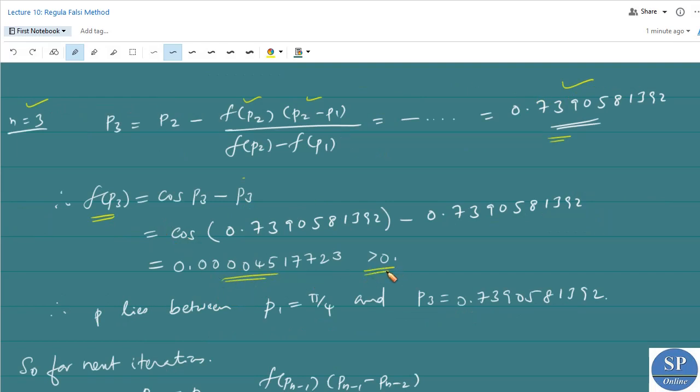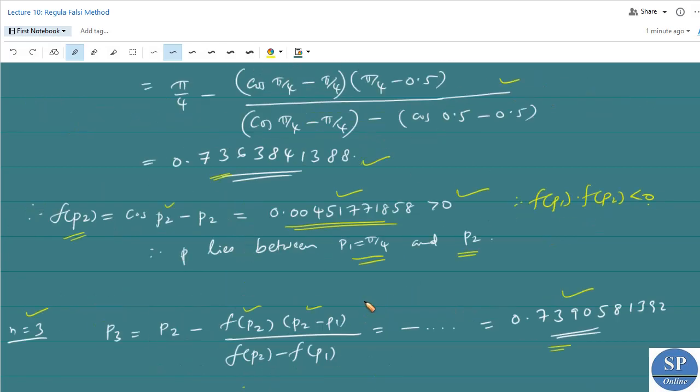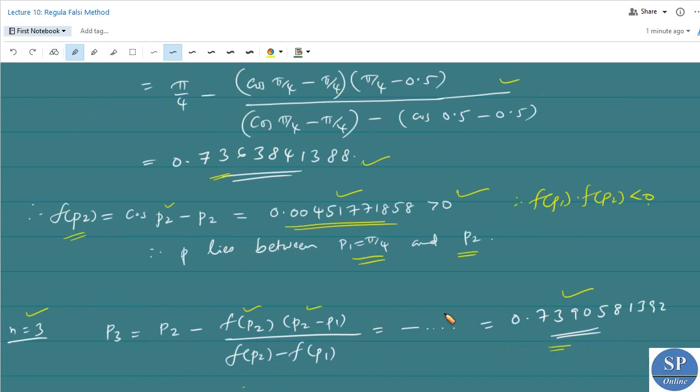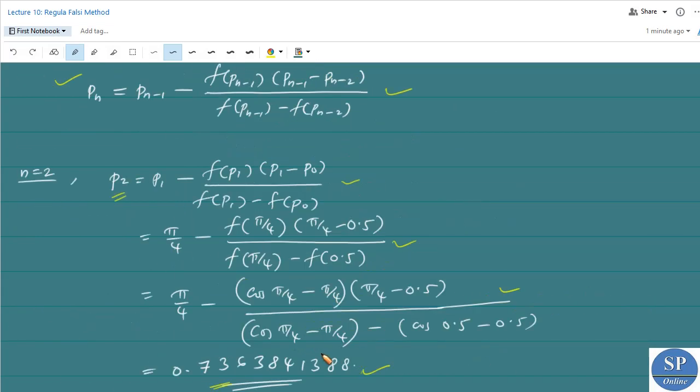So here this is greater than 0. From the previous one, for P2, we have f of P2 is greater than 0. So now f of P3 is also greater than 0. So we have f of P2 into f of P3 is greater than 0. It is not less than 0. So we cannot use P2 and P3, because from this we can see that P does not lie between P2 and P3.